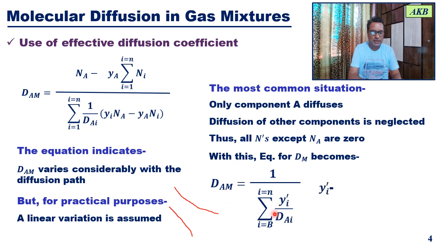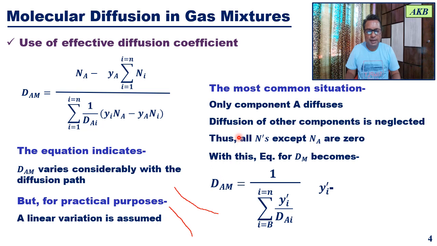DAM is equal to 1 upon summation, as i goes from B to N, of yi dash upon DAi. Again, the summation is taken over the remaining components other than component A. So it is a relatively complicated situation.